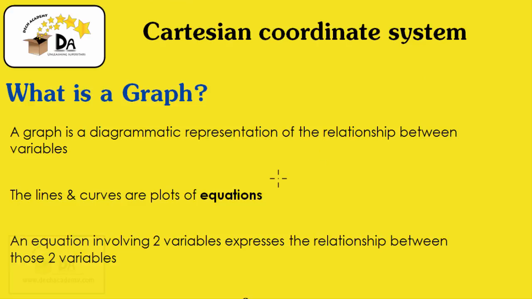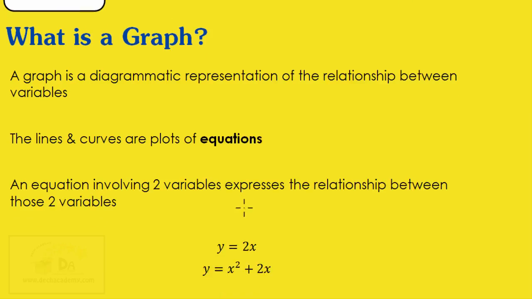The lines and curves you've come across in your junior secondary school, the lines you've plotted and those curves, they are all plots of equations. When you plot an equation, you get a graph. And for an equation involving two variables, the equation is itself a representation of the relationship between those two variables. And this will make sense shortly.